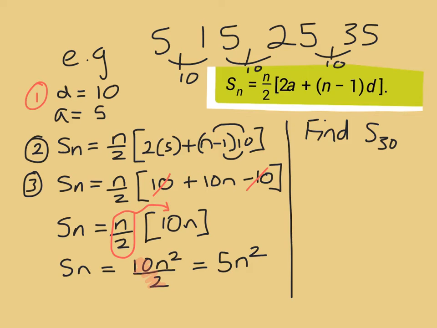Now, for the second part of this question, I have S30 is what they're looking for. So instead of n, I'm going to replace it with 30 to be squared. When I do that, I get 5 by 30 squared, just popping it all into the calculator, I get 4,500.